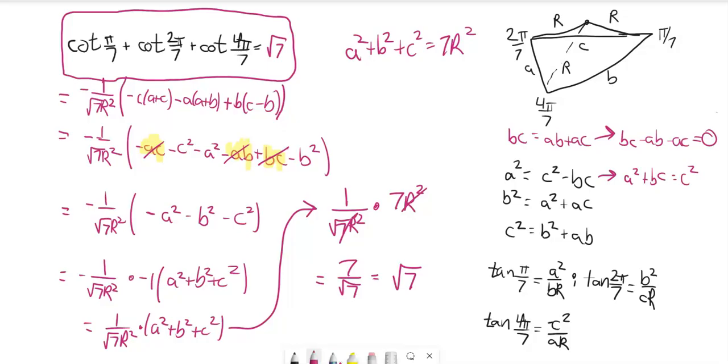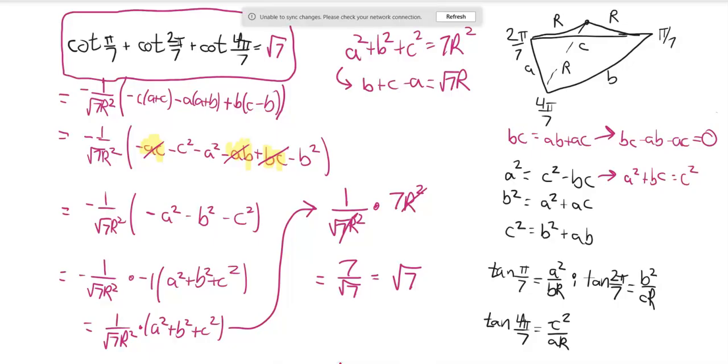So again, we have a trigonometric identity from the heptagonal triangle having the square root of 7 as part of its answer. It seems to appear a lot here because of that a squared plus b squared plus c squared equals 7r squared. And from that, if you remember, we get b plus c minus a equals the square root of 7 times the circumradius, or the square root of 7 times r. And as you can see, that was playing a role here into getting us that answer of square root of 7 when we add those three cotangents together. And I wanted to show that to you today.